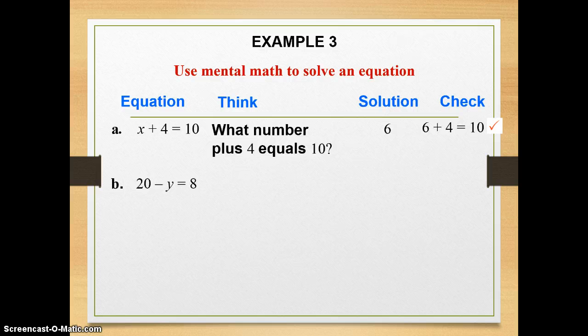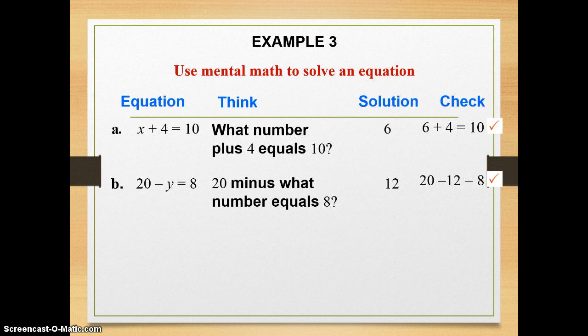B, I have 20 minus y equals 8. So I'm going to think 20 minus what number gives me 8? 12 is the solution. We will check our answers. 20 minus 12 does equal 8, so that is true.